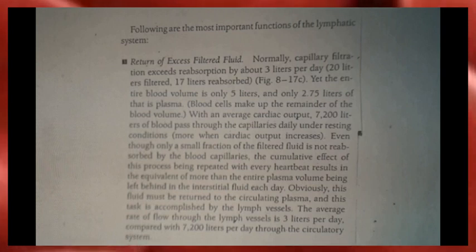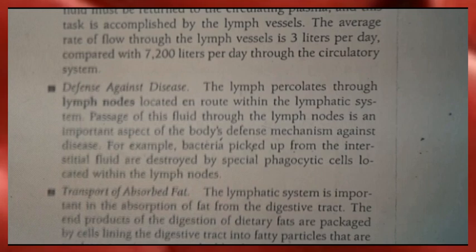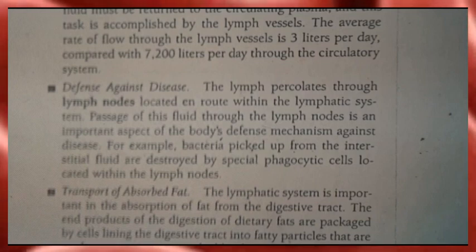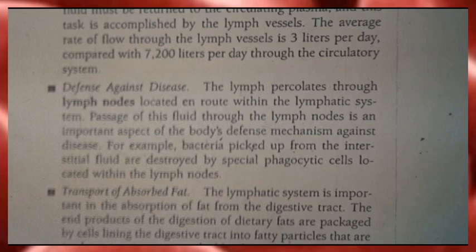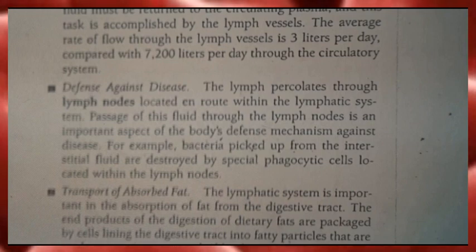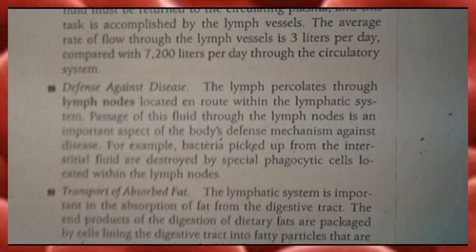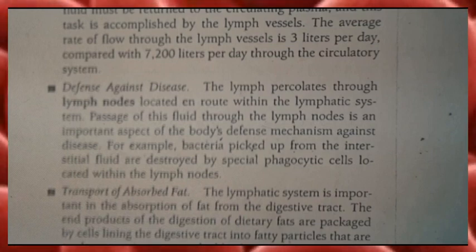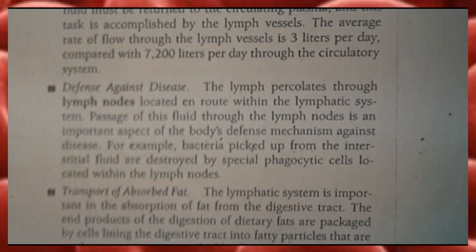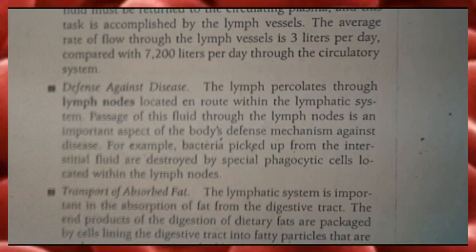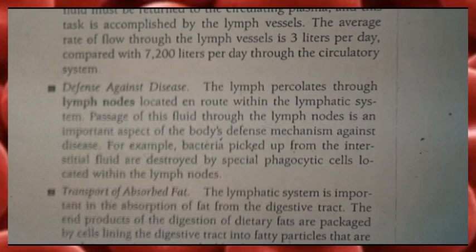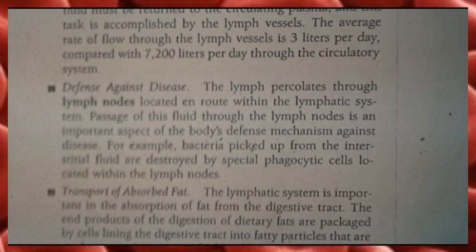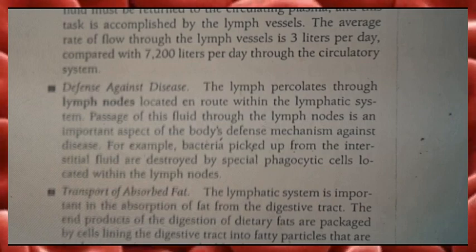Second, defense against diseases. The lymph percolates through the lymph nodes located en route within the lymphatic system. Passage of the fluid through the lymph nodes is an important aspect of the body's defense mechanism against disease. For example, bacteria picked up from the interstitial fluid are destroyed by special phagocyte cells located within the lymph nodes.